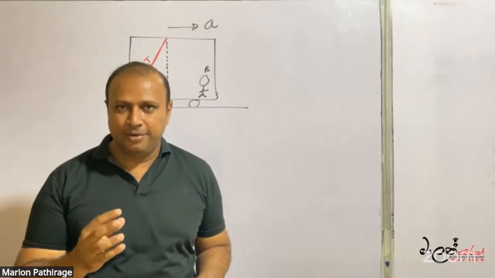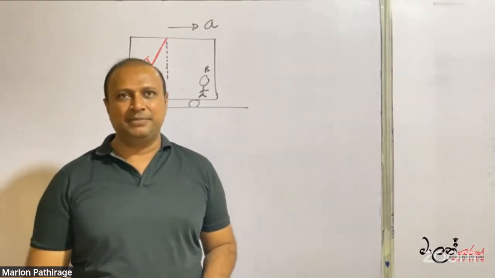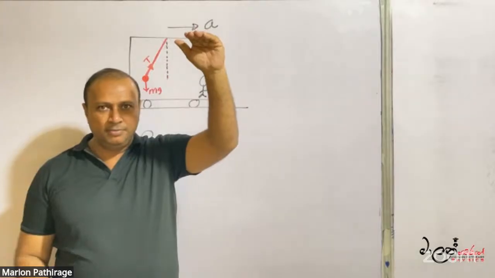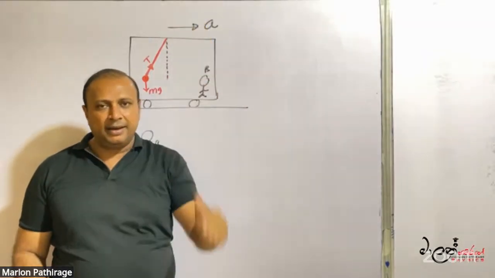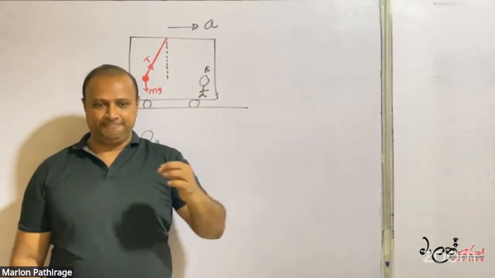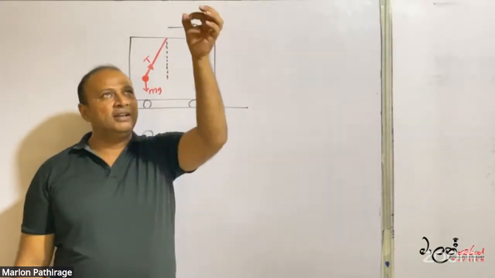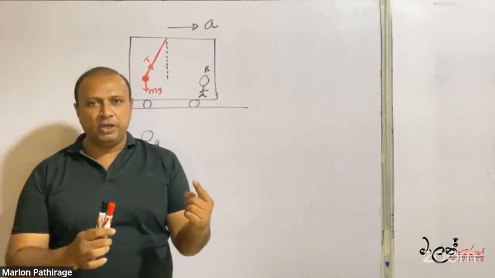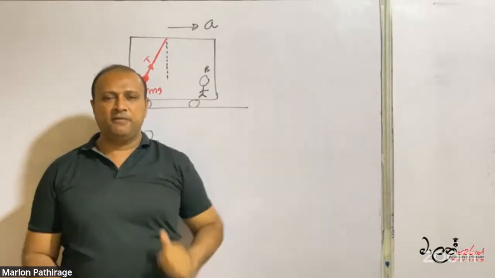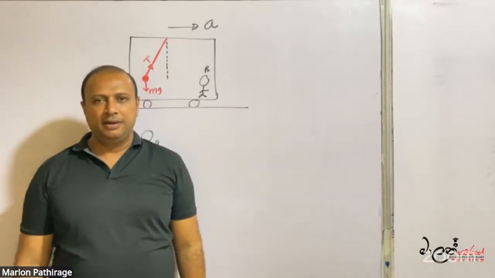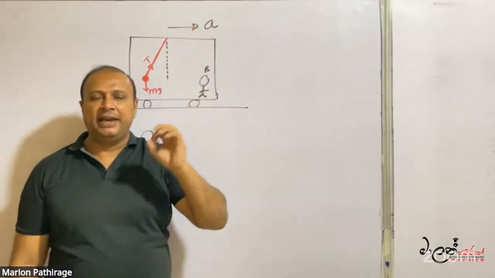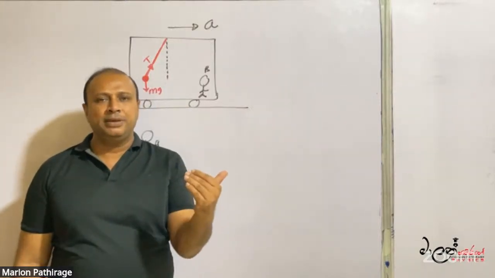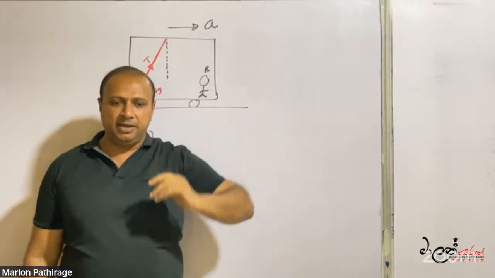Now, it is something like this. Now, suppose there's a pendulum hanging from your ceiling. Now you can see this pendulum is inclined towards the backward direction. Now this pendulum is hanging through your ceiling. You can see that the pendulum is inclined into a certain direction.